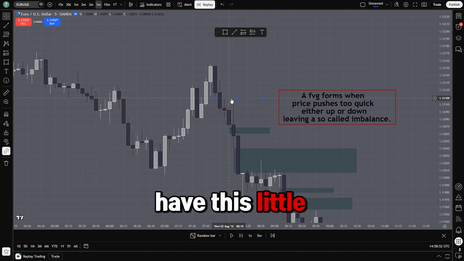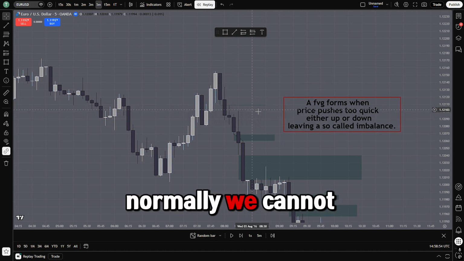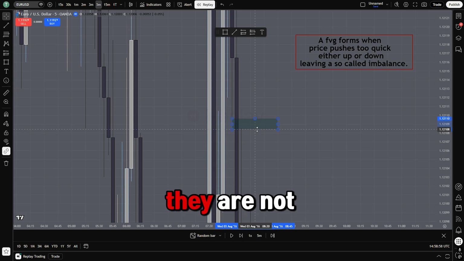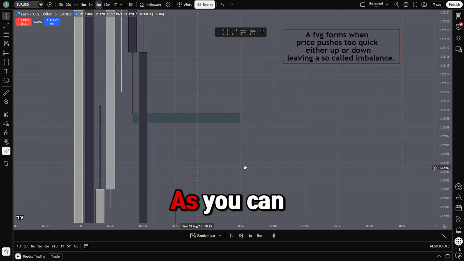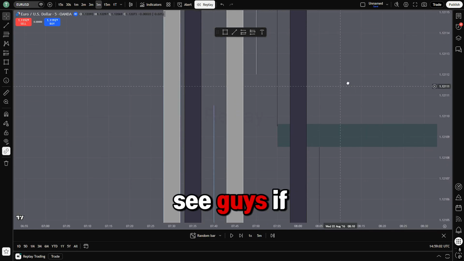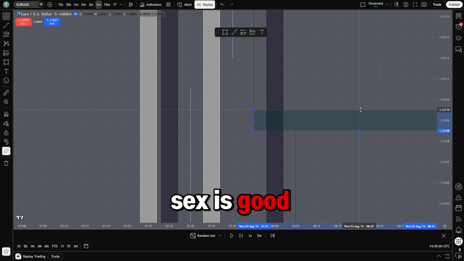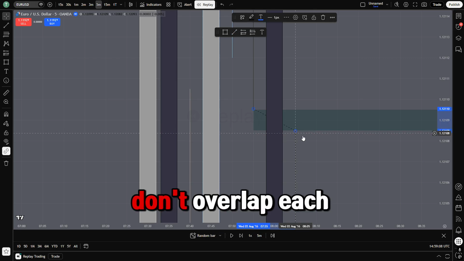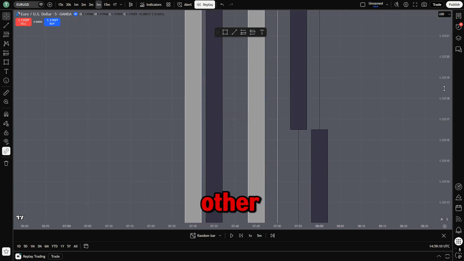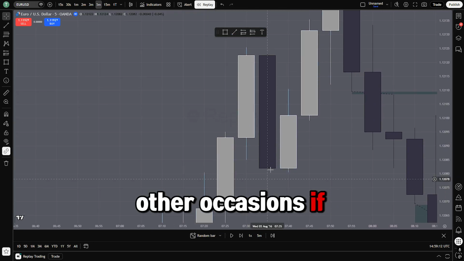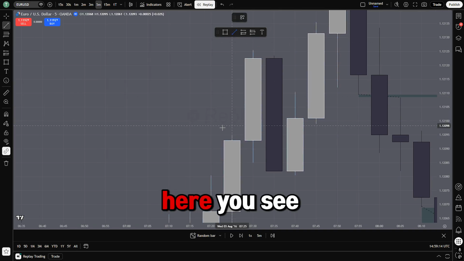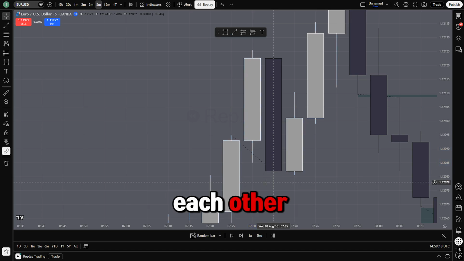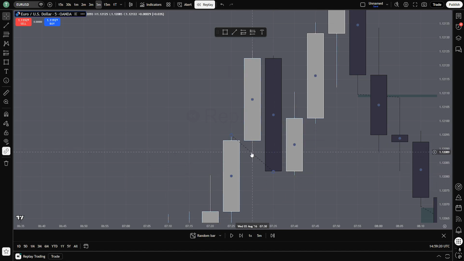Well, then we have this little gap here, which normally maybe you cannot even see, but if you zoom out, you can see that they are not touching. As you can see, guys, if we select it well, you see that there is this area that doesn't overlap. While on other occasions, if I go now here, you see that it overlaps each other. So yeah.